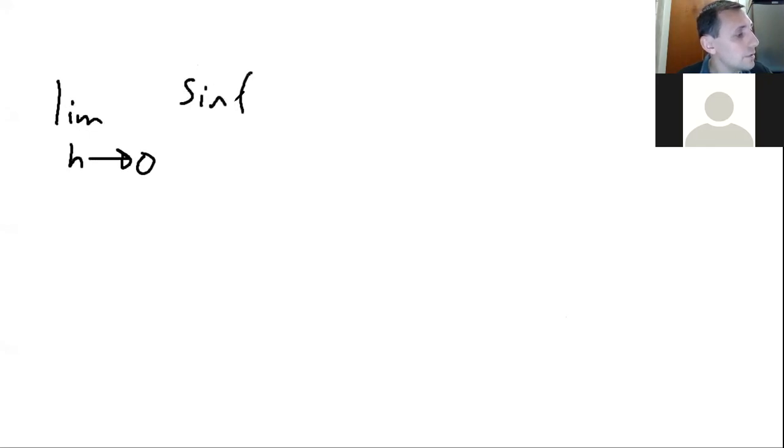Speaking of which, that's a good example, please calculate what is the limit as h goes to 0 of sine of h degrees divided by h. Can you figure that one out? Now it's the same limit, but we have h degrees.